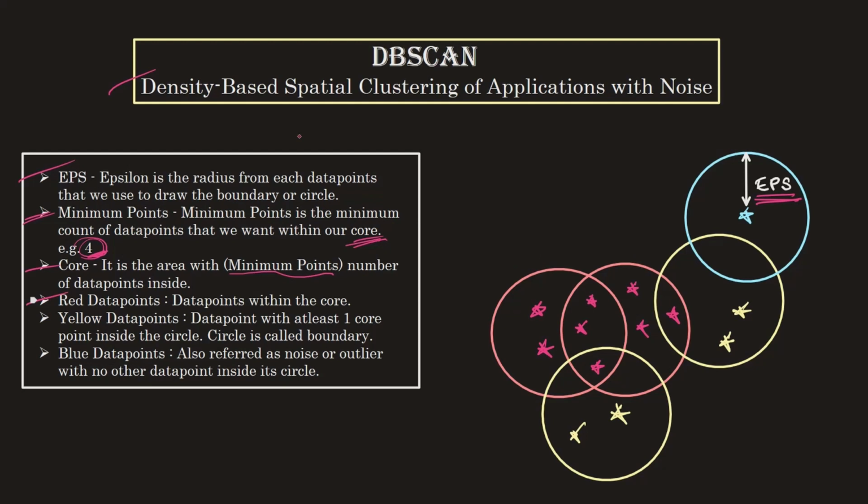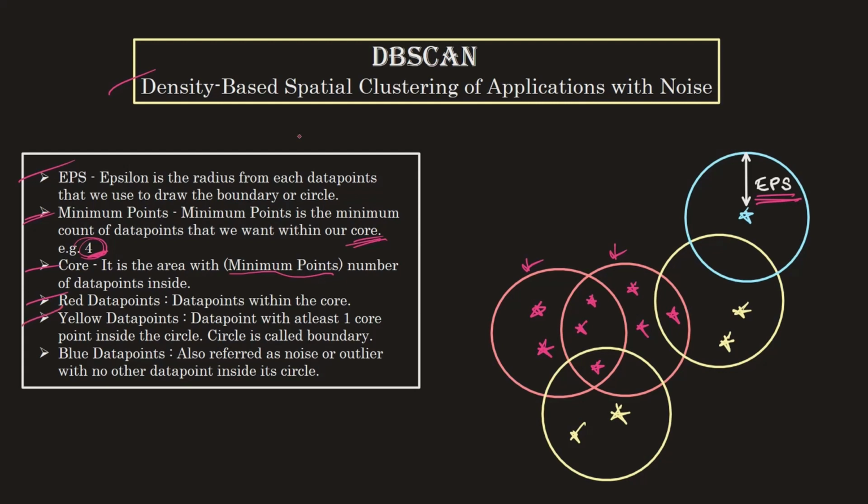Then we have red data points. Simply these are the data points within the core. So all the data points within this circle and this circle will be termed as red data points. For your convenience, I have also color coded it in red so that it becomes easier for you to understand.